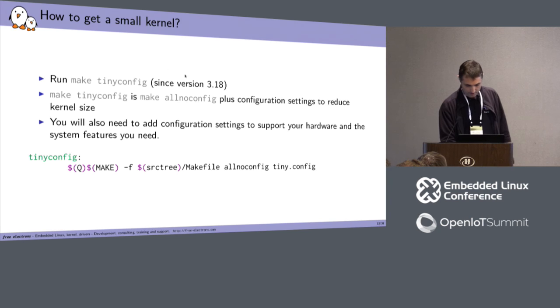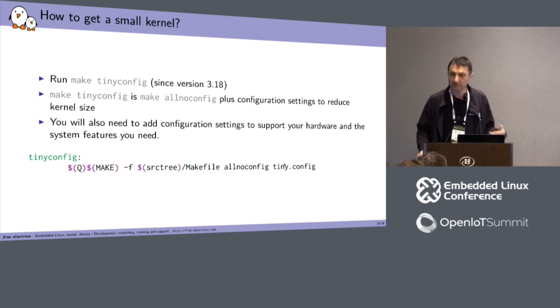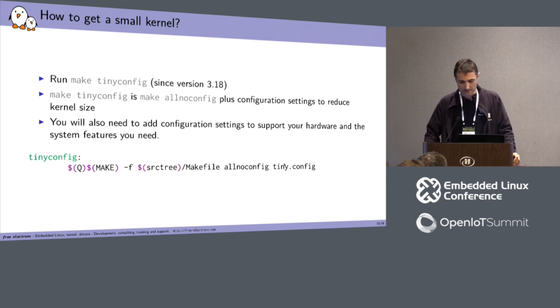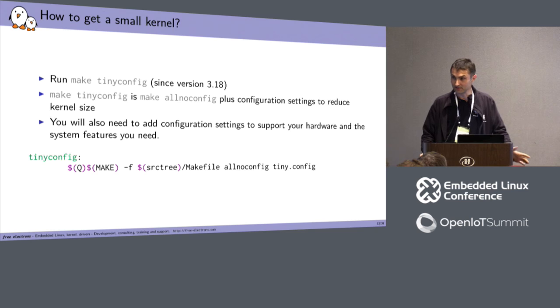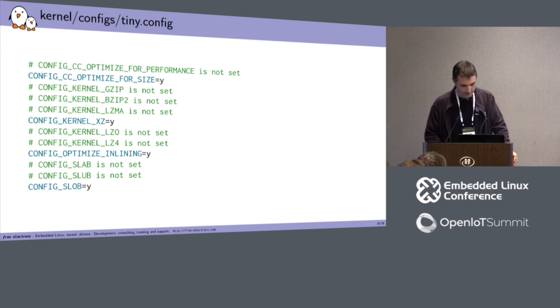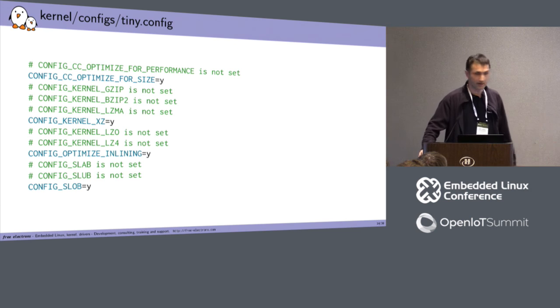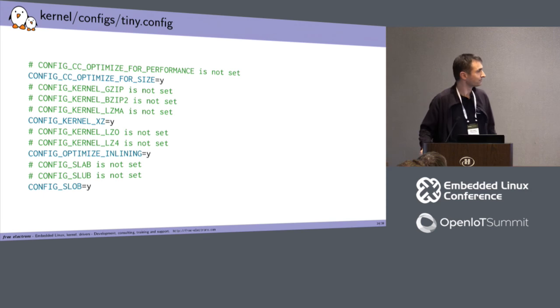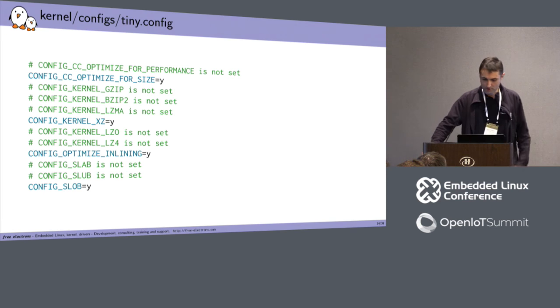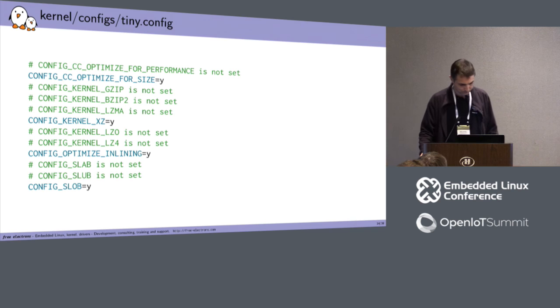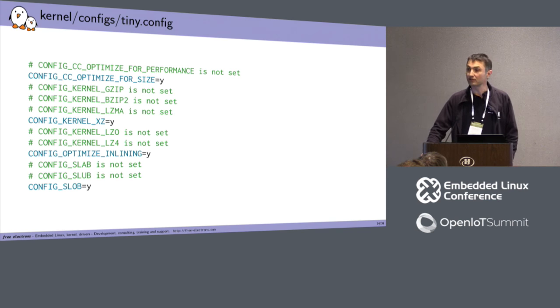So if you look at the makefile, it's just allnoconfig plus a few added settings that actually reduce size. So it's even smaller than allnoconfig. What it does is use GCC optimized for size. So the code may be slower, but it's smaller. You turn on kernel XZ compression. There's optimize inlining. There's SLOB support.